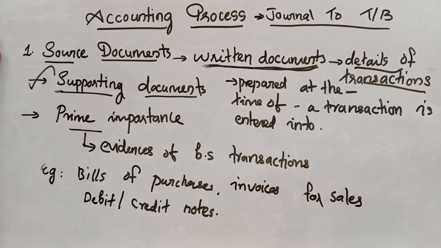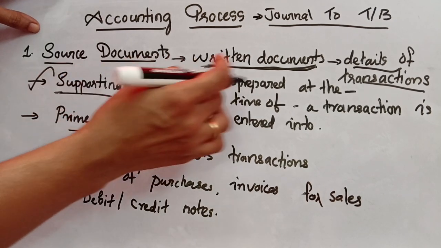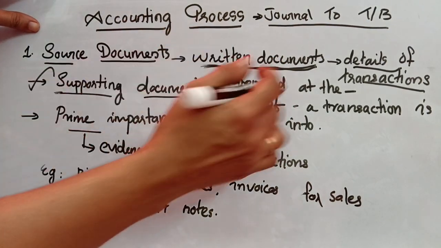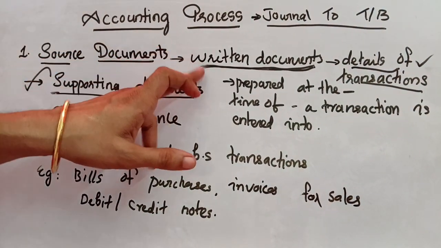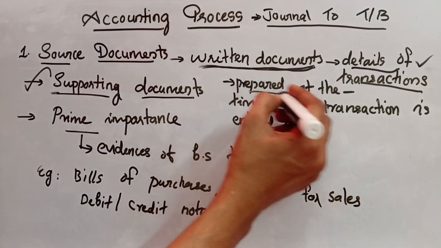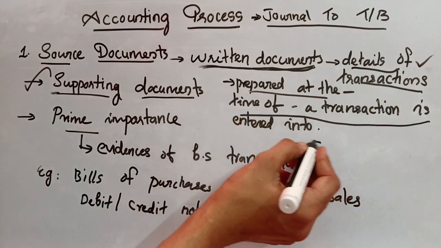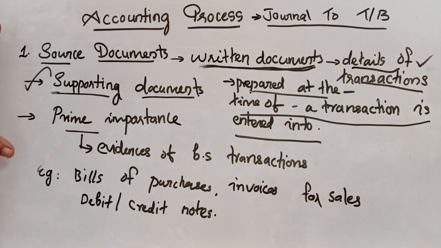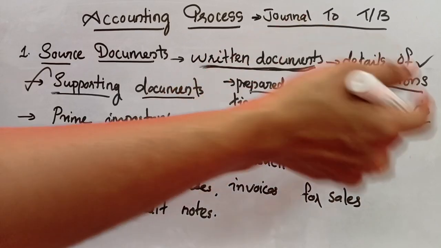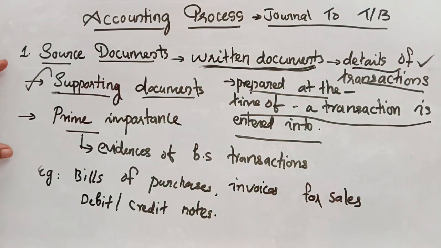Now let's discuss what a source document is. Simply we can say source documents are written documents containing the details of the transactions, and these are prepared at the time a transaction is entered into. That means they are written in nature, and they give the details of the transactions. It is also called supporting documents.